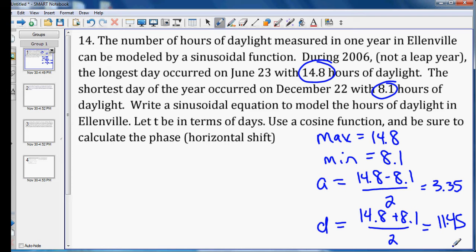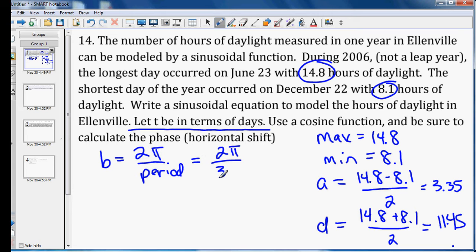Now the next step would be to find B. B is 2 pi over the period. Now we're talking about the length of days over the course of a year. So a year is our period, but you notice it does say to let t be in terms of days, so we need to say it's 365 to put it in terms of days. So our B is equal to 2 pi over 365.